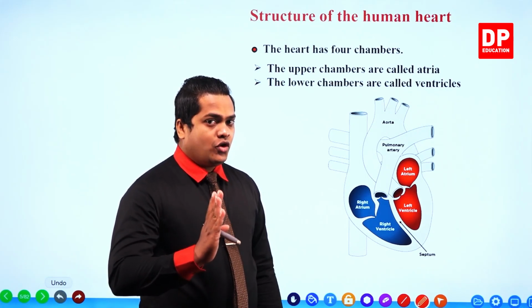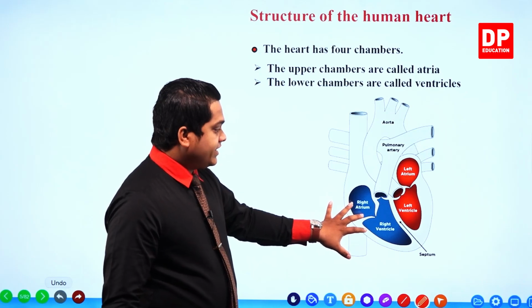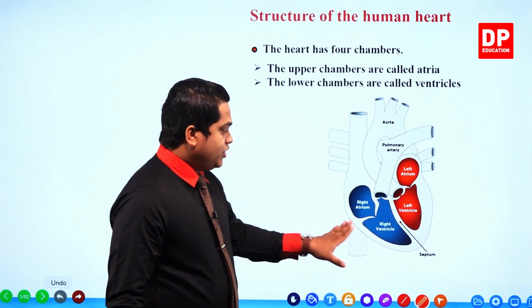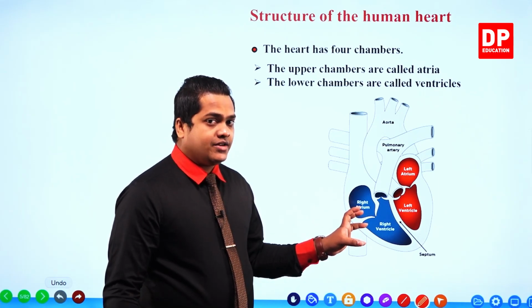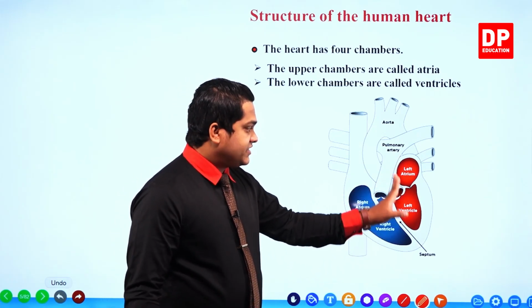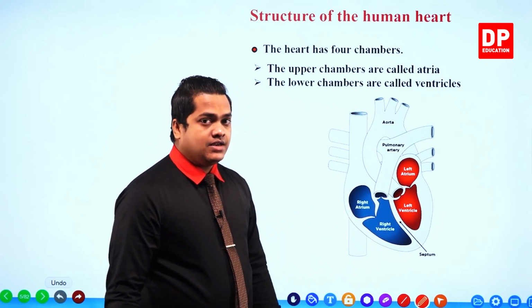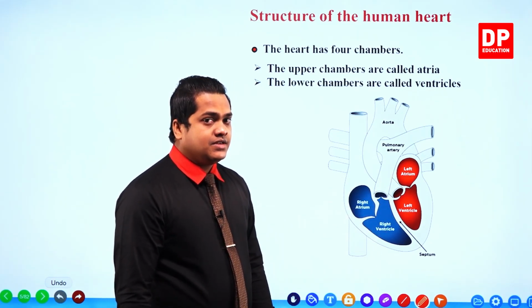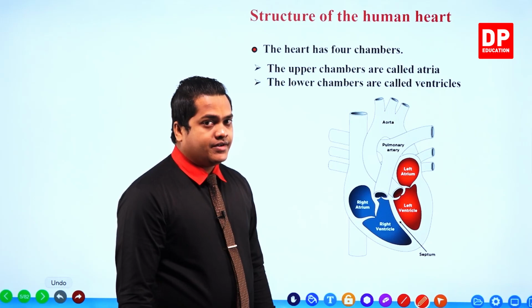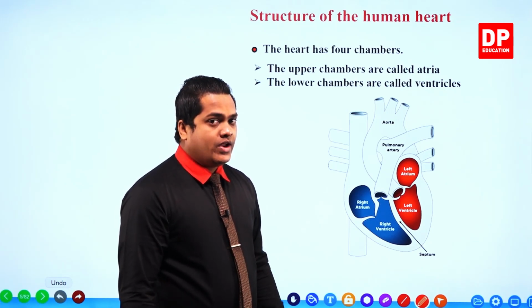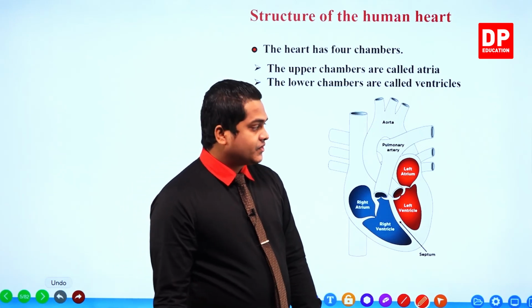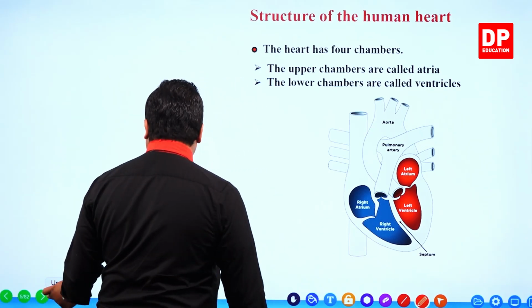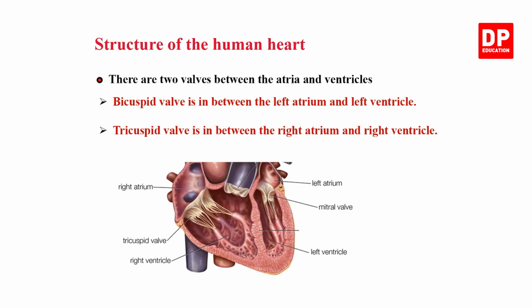You know that if you check the right side, it's colored blue, which means it processes deoxygenated blood. In the left side, you can observe the red color, so it processes oxygenated blood. Ventricles are pumping blood. Auricles are storing blood. Right then, there are 2 valves between the atria and ventricles.